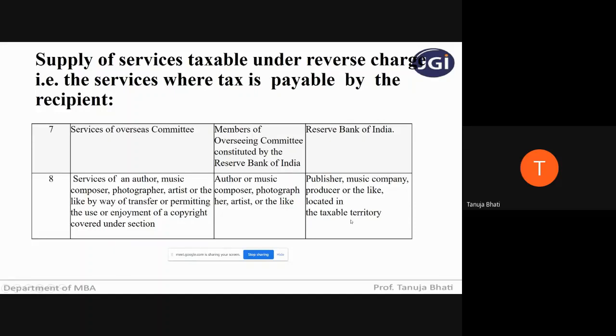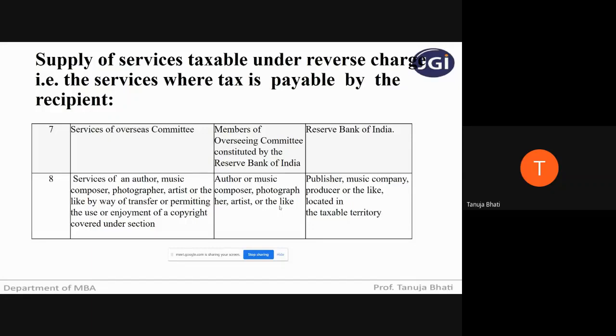It is the publisher or the producer who is receiving those services, and not the author, music composer, or photographer who is providing those services. So these were the certain list of services where the tax is paid by the recipient and not by the supplier.